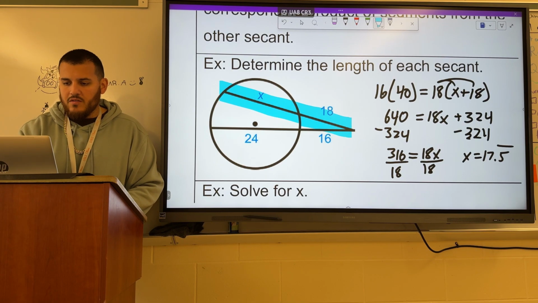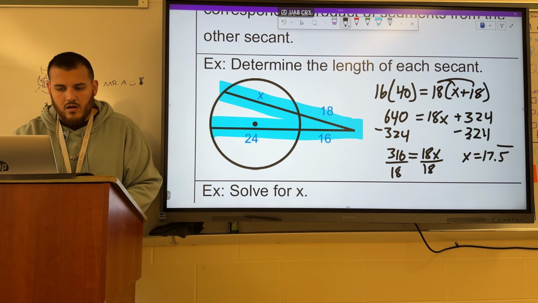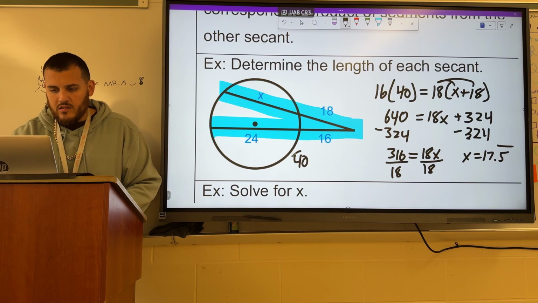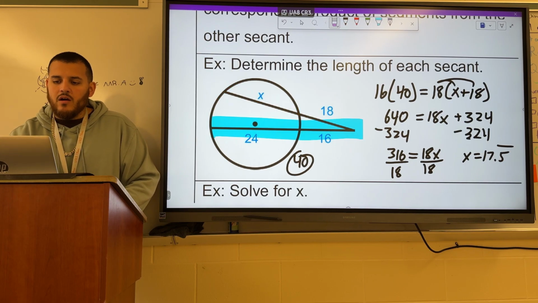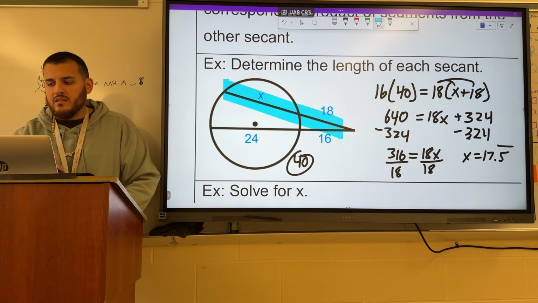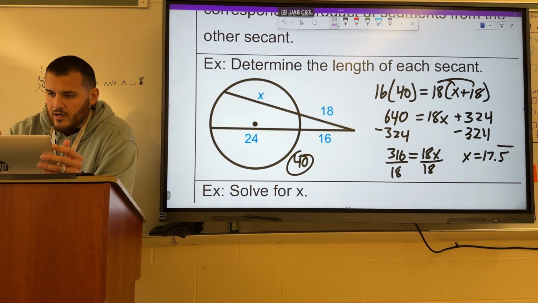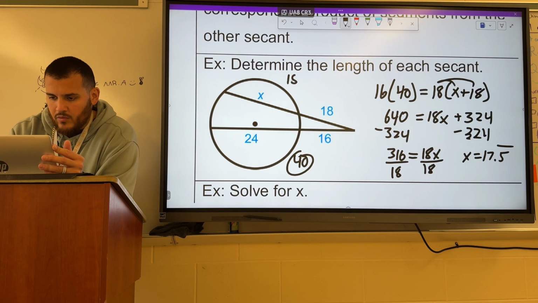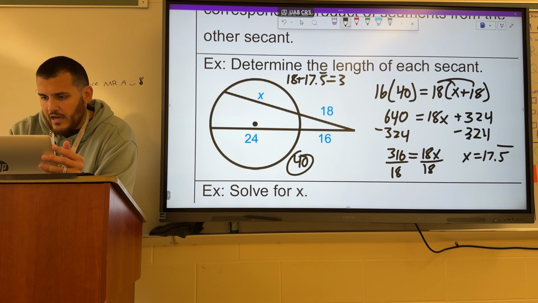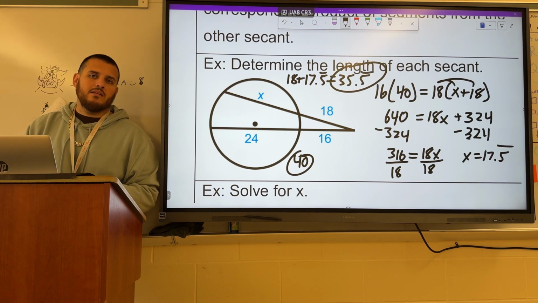From here, we can determine the length of each secant. We already talked about how this one is 40 units long. So one of our secants is 40 units long. We now are able to figure out how long this secant is, right? By getting the sum of 18 and 17.5 recurring, which will be 35.5 recurring for the length of that secant.